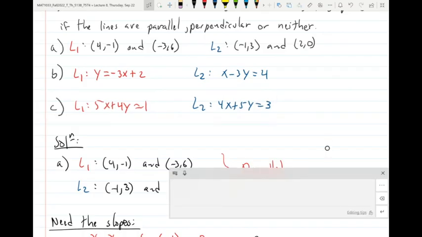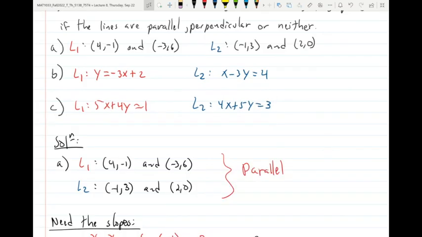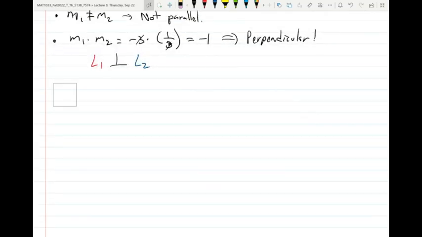So remember, the first job is to find the slope. So you have to worry about that first. Put it down.